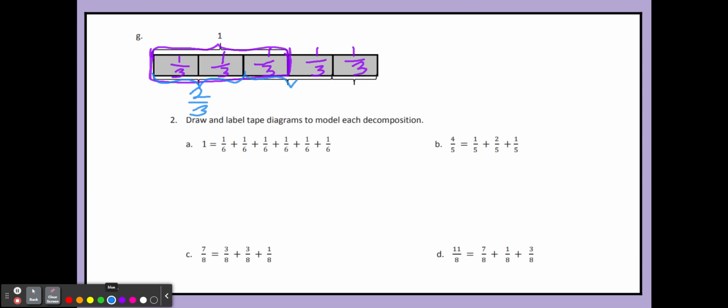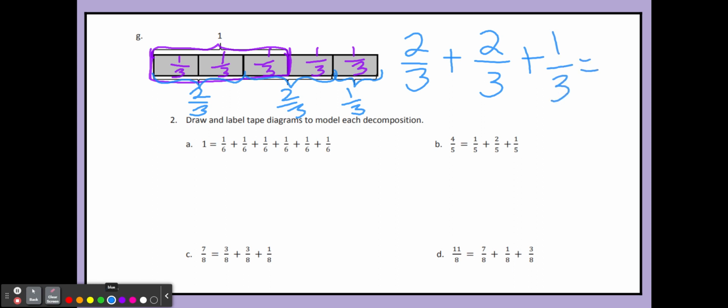This bracket has 2 included, 2/3, and this bracket has 1/3. So our sentence would be 2/3 plus 2/3 plus 1/3 equals 5/3. Okay, so this is the part that is the whole.